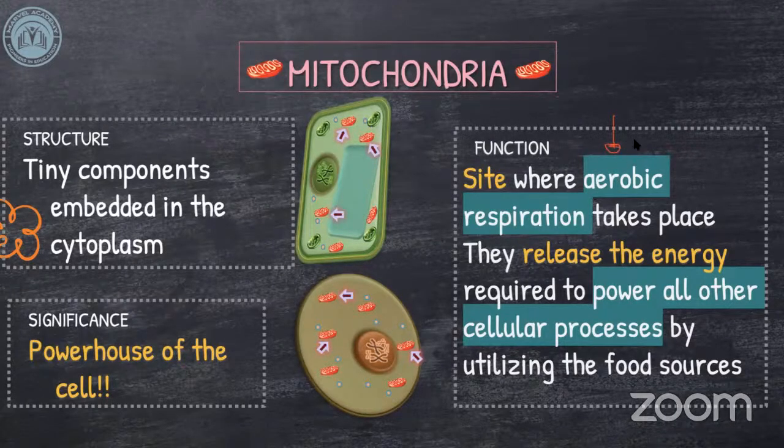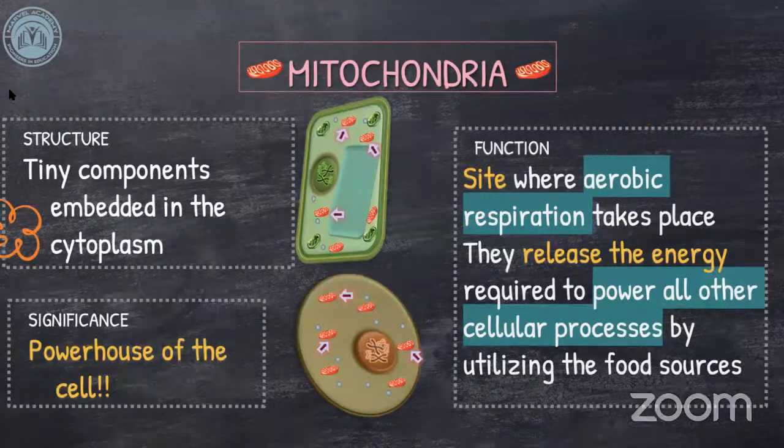Aerobic respiration means, respiration is what? It is a process where we produce energy. Aerobic means with the help of oxygen, O2 is used, right? It is the oxidation of glucose. So we take glucose and we oxidize it and we produce energy. We will learn the respiration process. For the time being, you remember it as the site where aerobic respiration takes place. I hope that is clear to all of you.